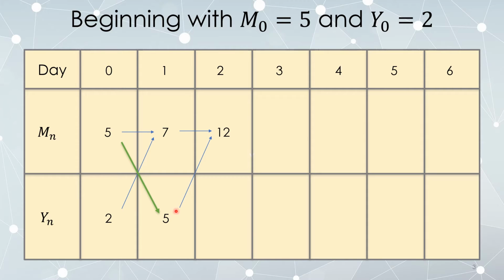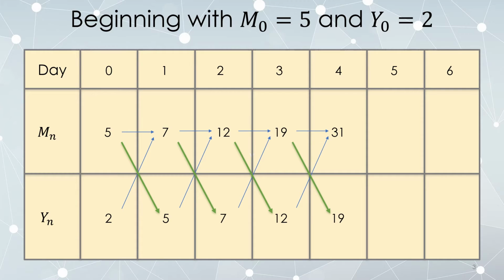So with the 7 mature and 5 young bacteria, the 7 mature bacteria are still alive, the 5 young ones become mature, and the 7 mature bacteria spawn 7 young ones. 12 plus 7 is 19, and the 12 mature bacteria spawn 12 young ones. 19 plus 12 is 31, and the 19 mature bacteria spawn new young ones. 31 plus 19 is 50, and 50 plus 31 is 81. So here we have a chart of the first 6 days, how many mature and young bacteria we have.